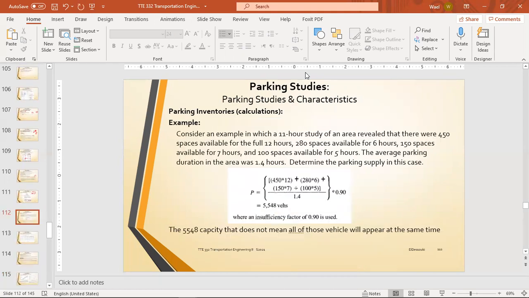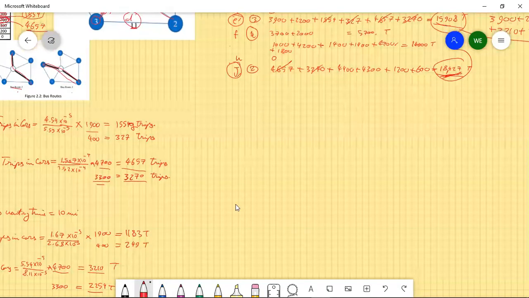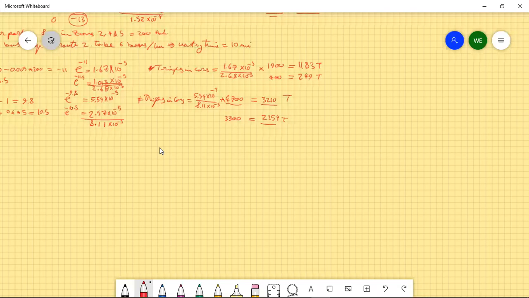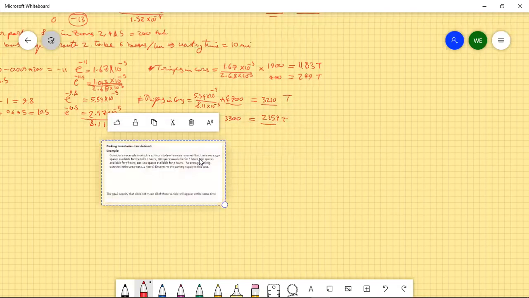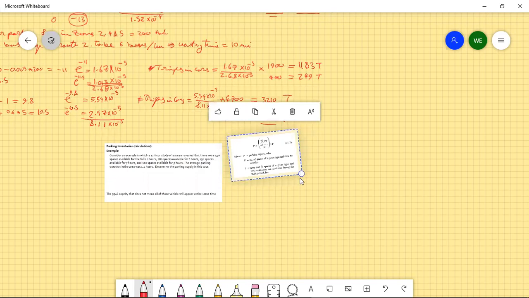So let's take this example. Consider an example in which an 11-hour study of an area was evaluated. These are the equation, and let's try to solve this example together.